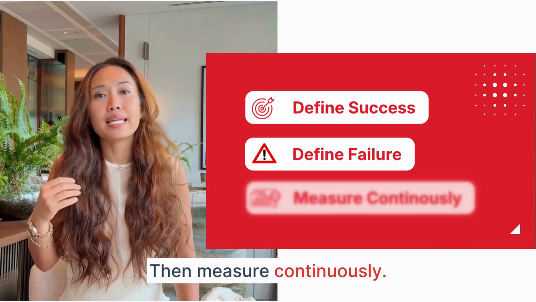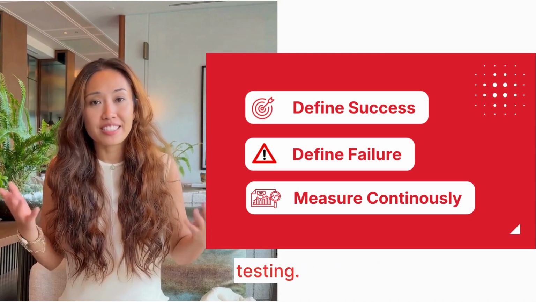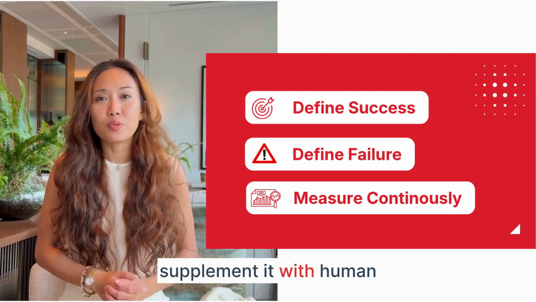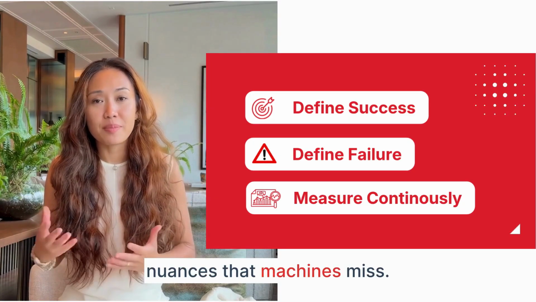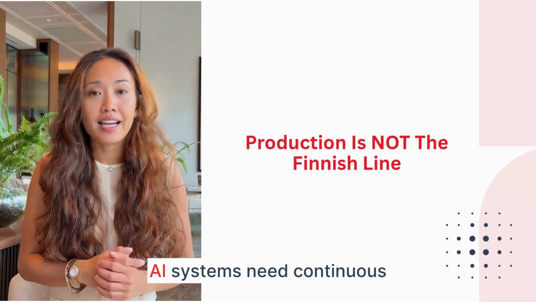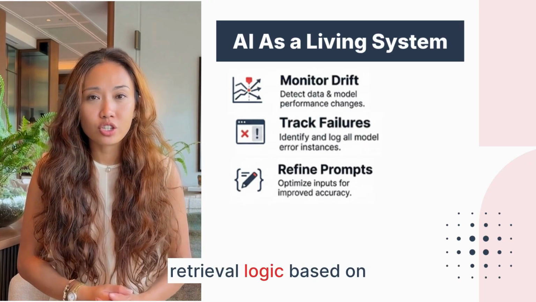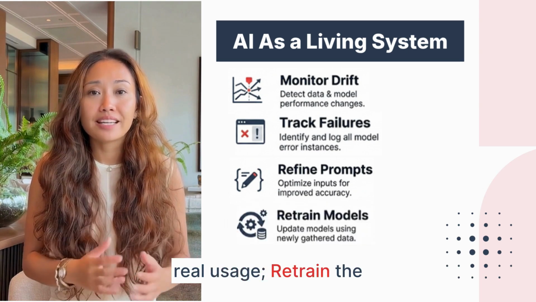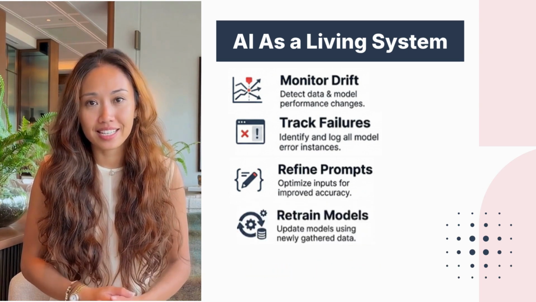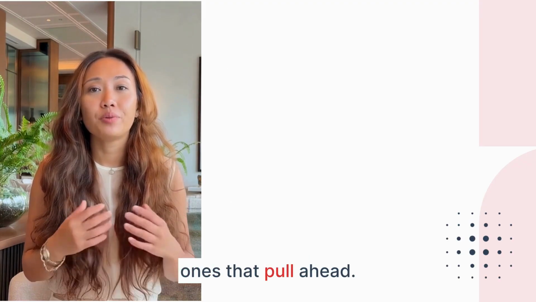Then measure continuously. Use automated evaluation like LLM as judge to scale your testing. But be sure to supplement it with human review to catch the nuances that machines miss. And perhaps the most important mindset shift is this: production is the starting line. AI systems need continuous attention. Monitor drift, track failure patterns, refine prompts and retrieval logic based on real usage, retrain the model periodically with fresh data. The teams that treat AI as a living system are usually the ones that pull ahead.